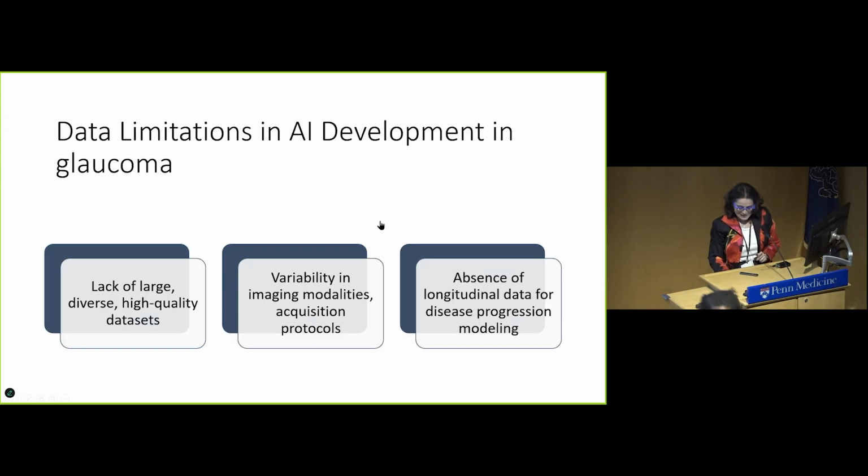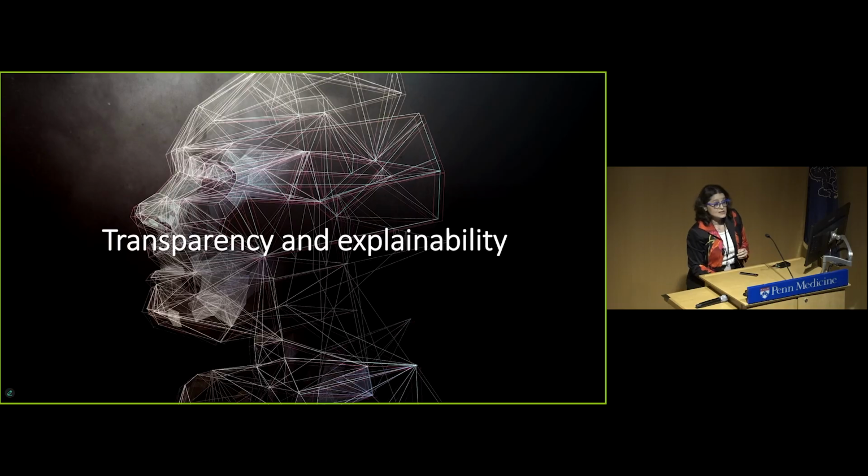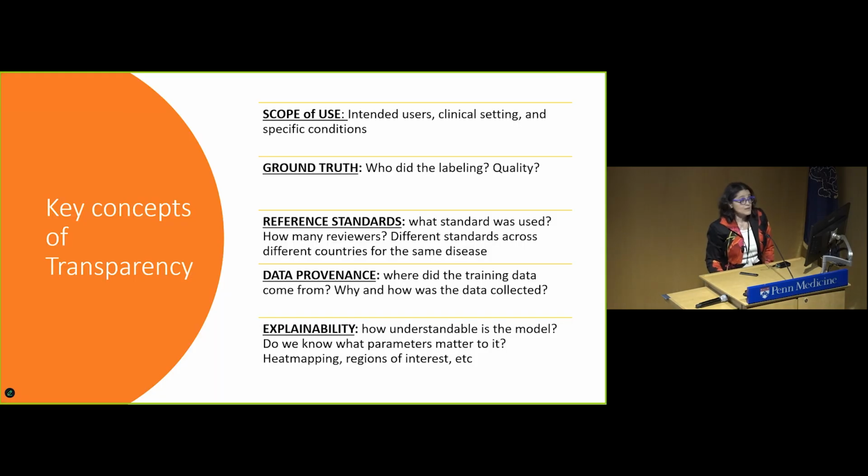Thank you. Okay, so as we said, for glaucoma there are data limitations. We don't have large data sets, not diverse enough, high quality, no. Variability in imaging modalities, acquisition, and protocols. You have some studies that have that, other studies that have others, and longitudinal information is not great for us either. The other thing is transparency and explainability. It is very, very important to understand how the model was built and what the scope was for it, because that translates to how you can use it.